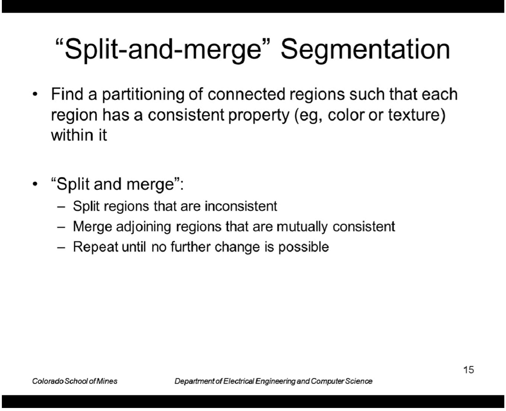So the idea is we partition the image into connected regions. We evaluate a property, usually a property of the neighborhood of that region, and then we split regions where that property is not satisfied, and we merge regions that are satisfied or mutually consistent. And we repeat that until no further change is possible.